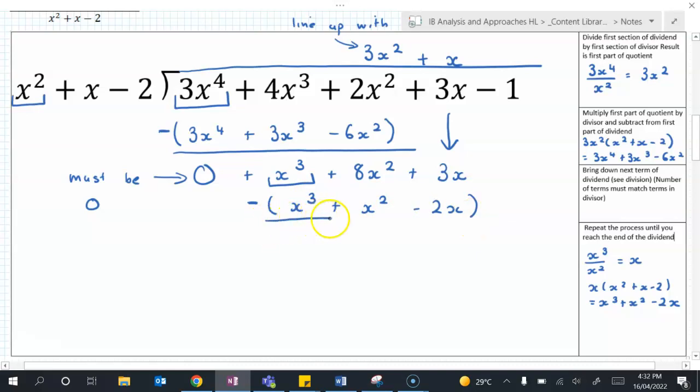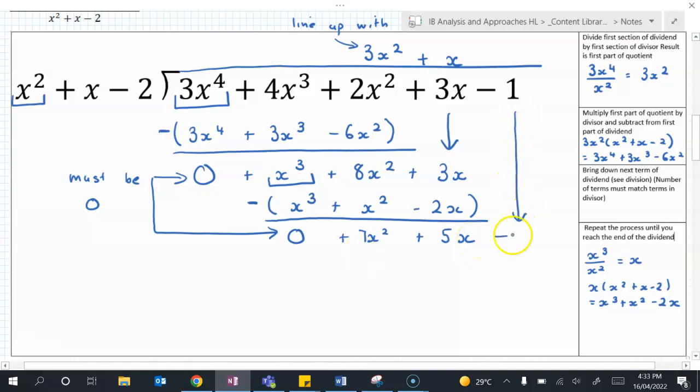Do the subtraction and I notice first of all that I get an x cubed taking an x cubed, so that's 0. So it fits with the idea that that must be 0. Now 8x squared take x squared is 7x squared. 3x take minus 2x is 3x plus 2x, so that's plus 5x. I bring down the negative 1.